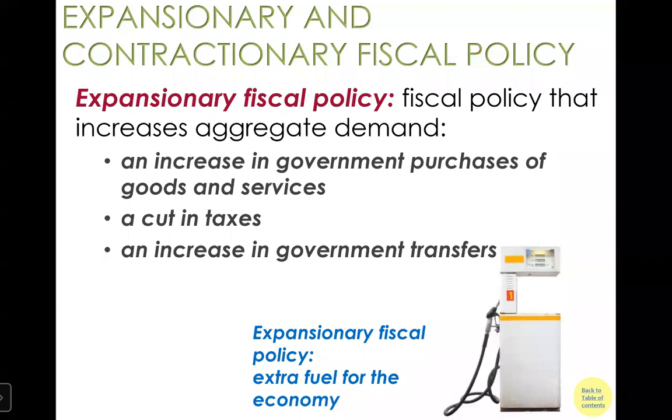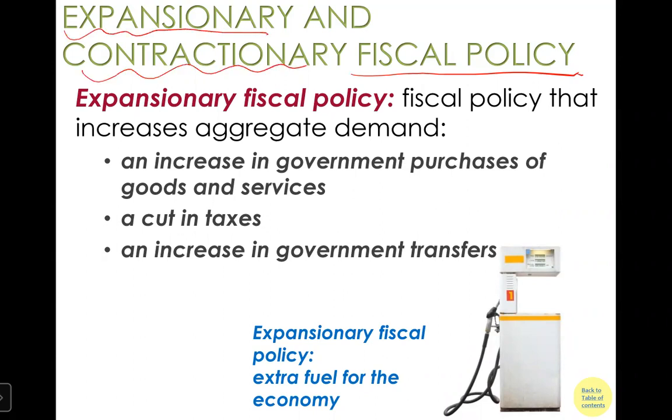We are going to categorize fiscal policy as expansionary versus contractionary. So what is expansionary and what is contractionary? The easiest way to understand expansionary fiscal policy is that it's like you're driving a car and pressing the pedal, trying to speed up your car. So this is expansionary fiscal policy.